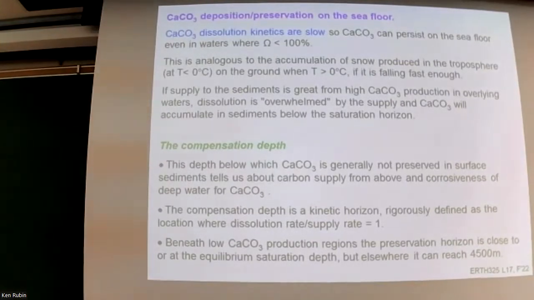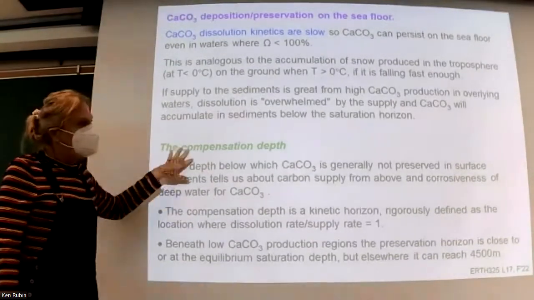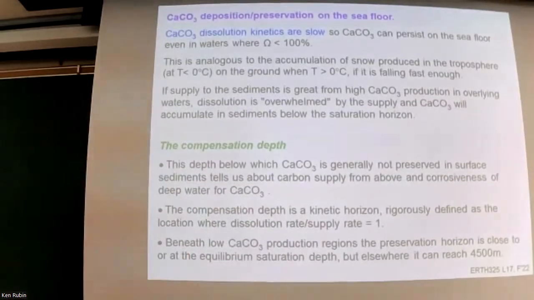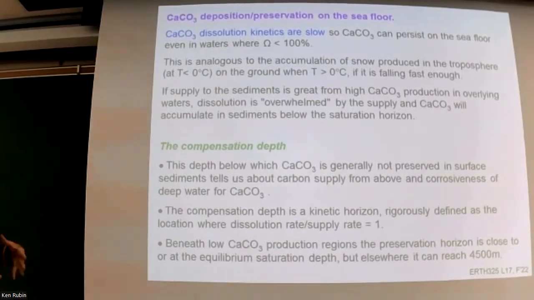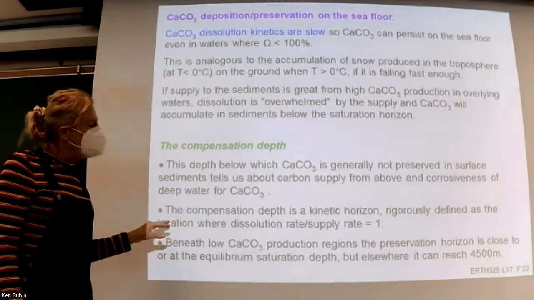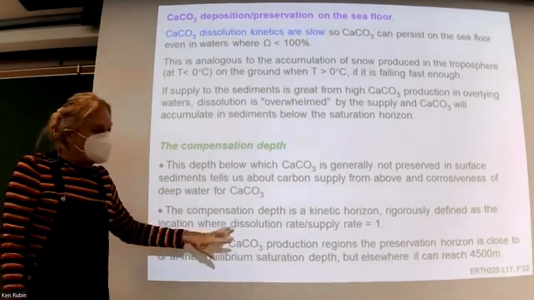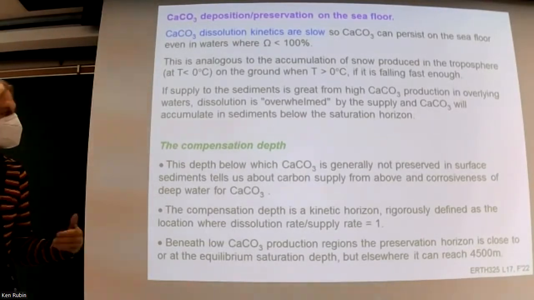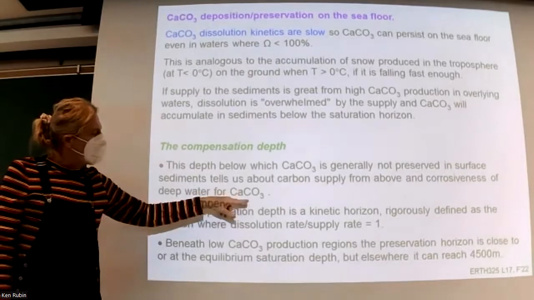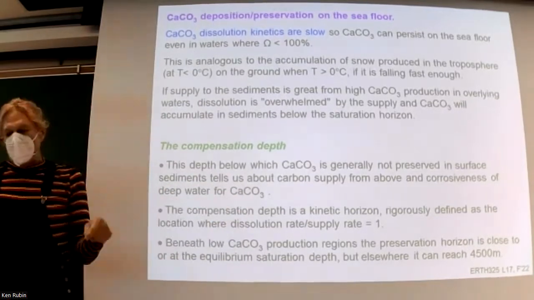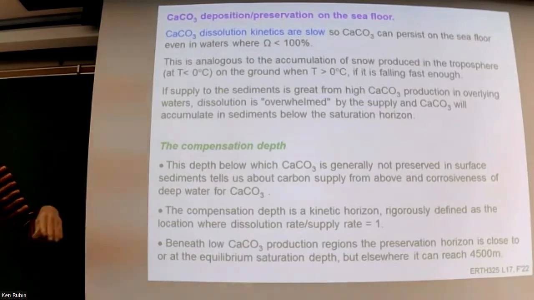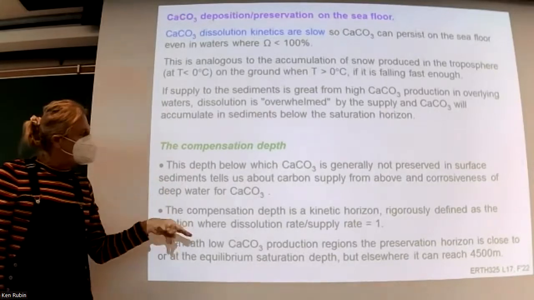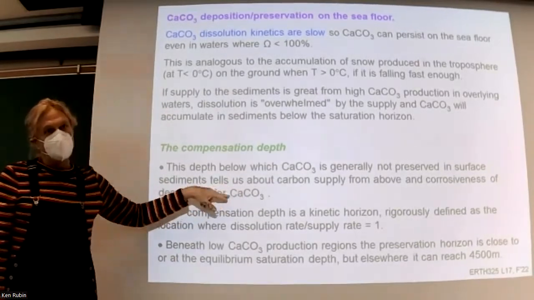So the compensation depth that you've learned about before is a kinetic horizon primarily. It's a sort of a what is the rate of supply and the rate of dissolution and how do they balance. We can do better than this to reconstruct the structure of the water masses with respect to how corrosive they are or are not to calcium carbonate. Does anyone remember something we talked about last time that happens to the ocean as the seawater makes its transit from the Atlantic to the Indian to the Pacific in the deep water masses and would make it more corrosive to calcium carbonate?